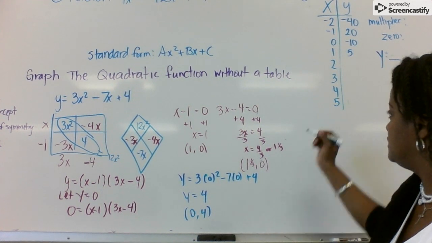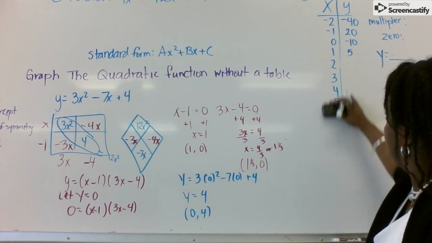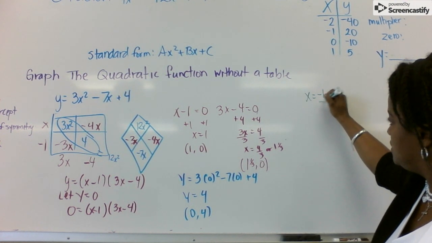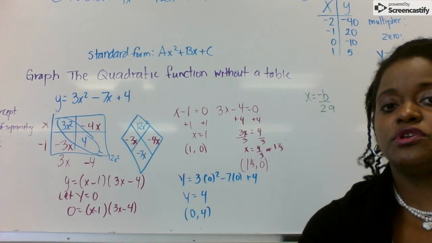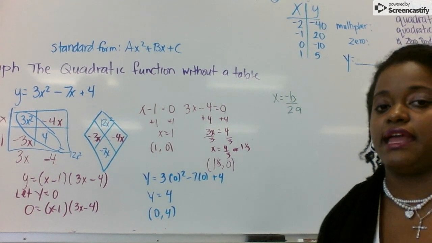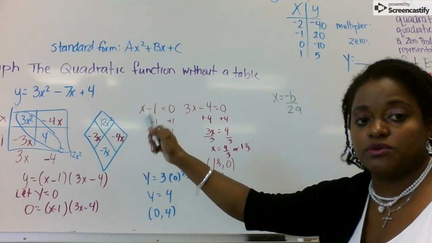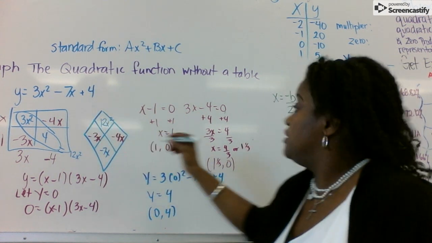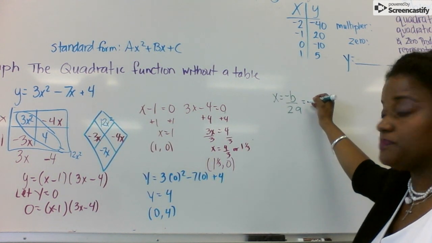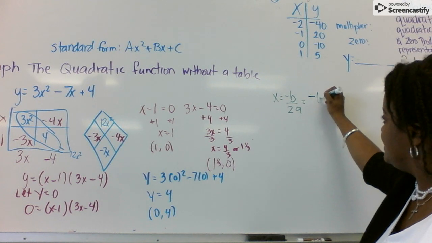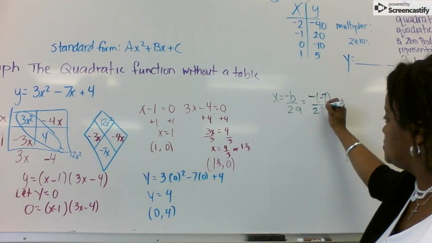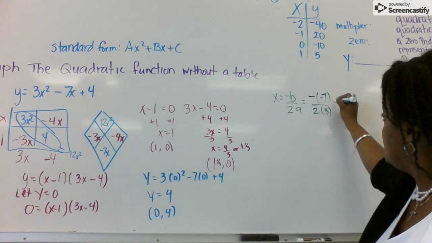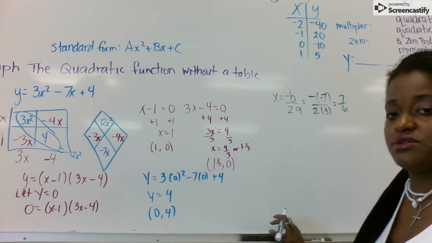To do that, let's get this out of the way. All right, now we're using our standard form to figure out a, b, and c. A is 3, b is negative 7, and c is 4. Over here, negative 7 over 2 times 3. Oh, it's going to be a fraction. I'm very sorry. 7 over 6. So that's your x value.